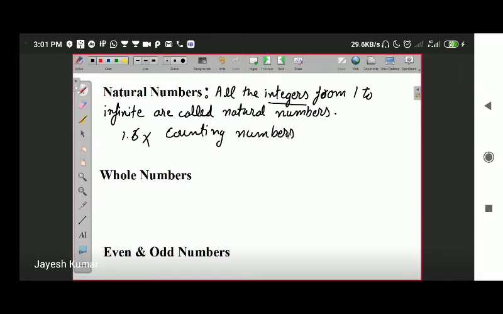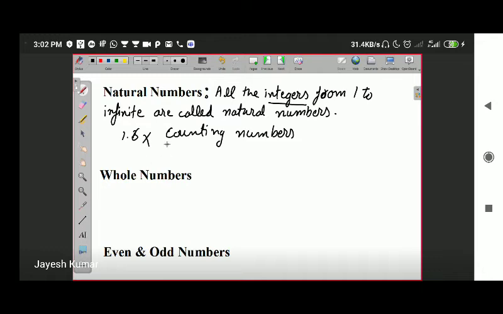Why counting numbers? Because let's just take an example. Suppose I have given you a stack of pens. How do you start counting? You will start with 1, 2, 3, 4, 5, 6, 7, 8, like that, na? Or you will do 0, 1, 2, 3. You will not do that, na? You will start with 1 and then you will add 1, add 1, add 1, and so on. So these are natural numbers, these are counting numbers.